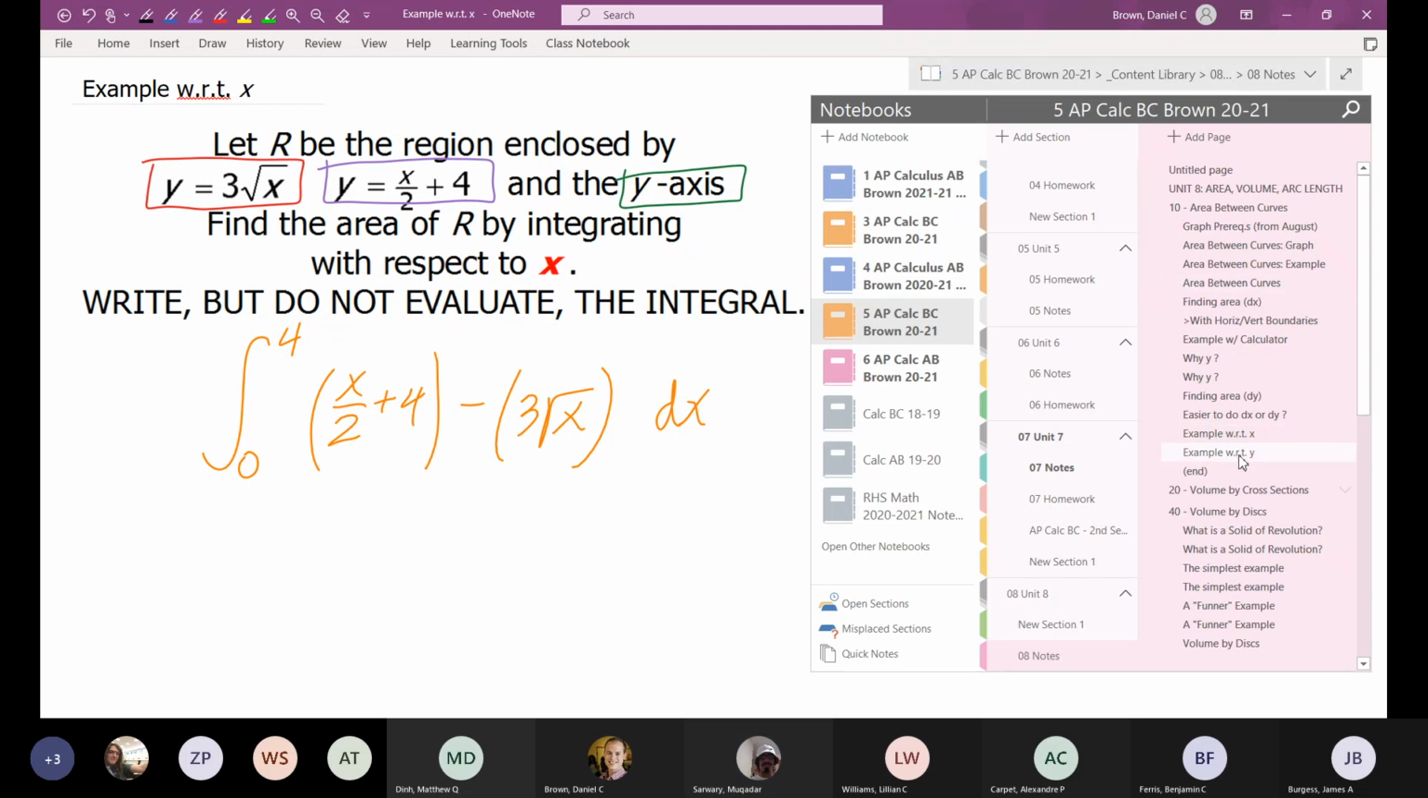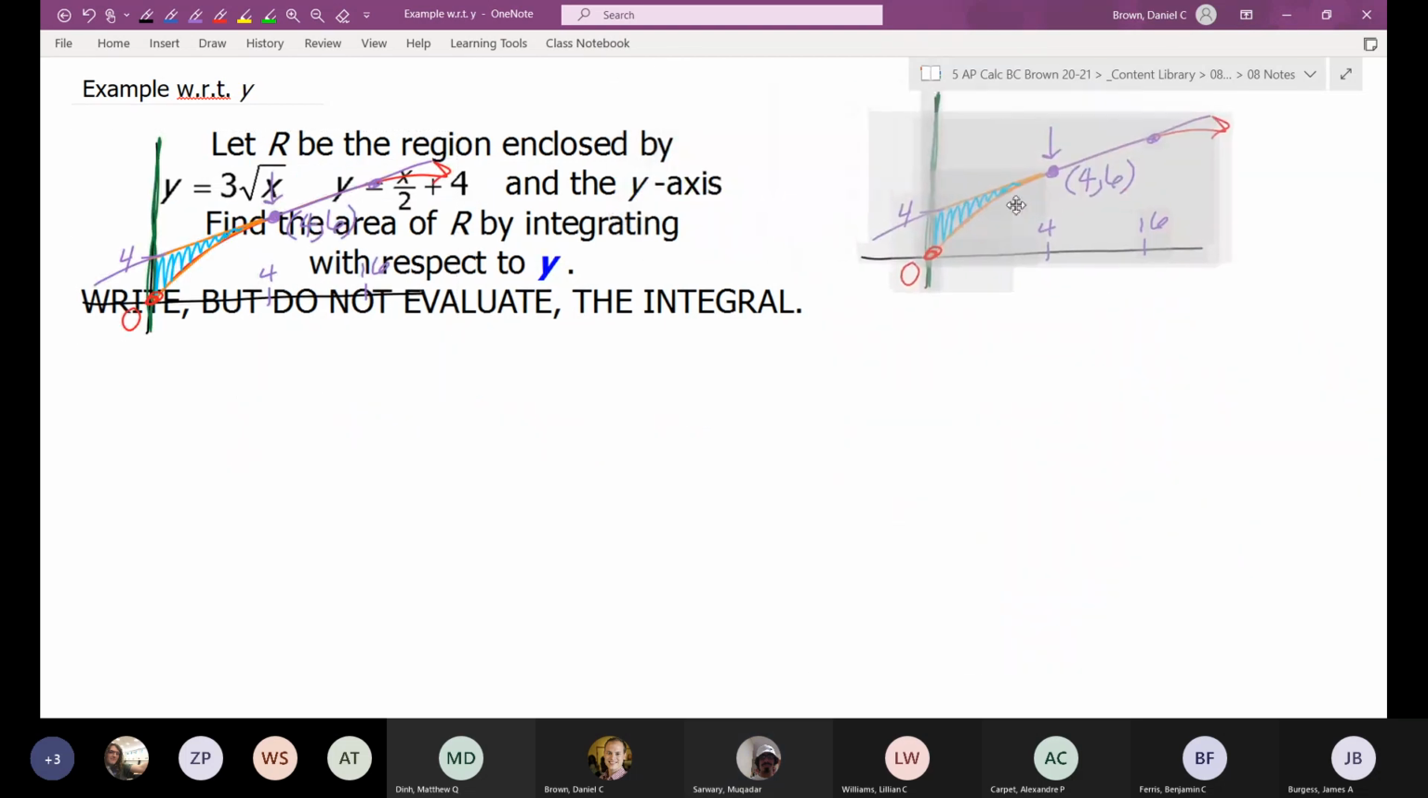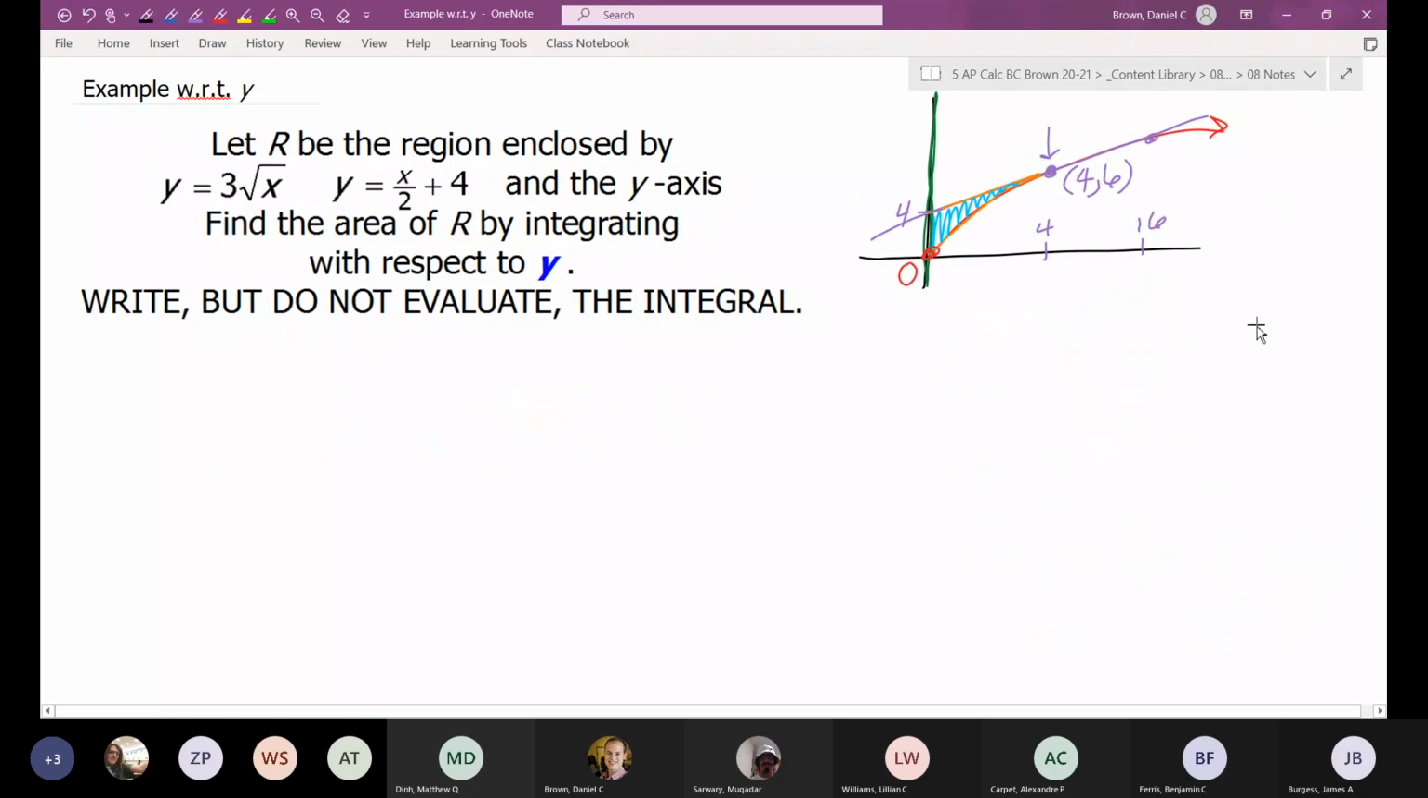Mm-hmm. And a better way, if I paste that and had drawn a better graph, what this region really looks like, if I had been a little bit more careful, is we have a stretched out square root function. And then we have this line. So there's technically 2 regions it could have been asking for. This one was specifically asking for the one bounded by the y-axis.